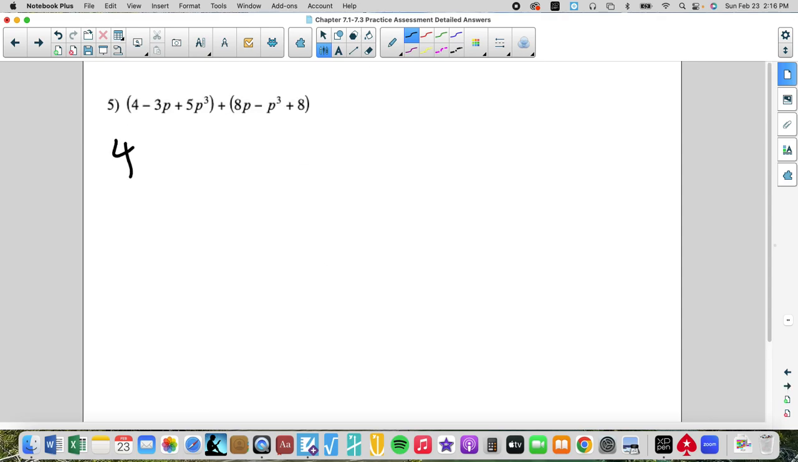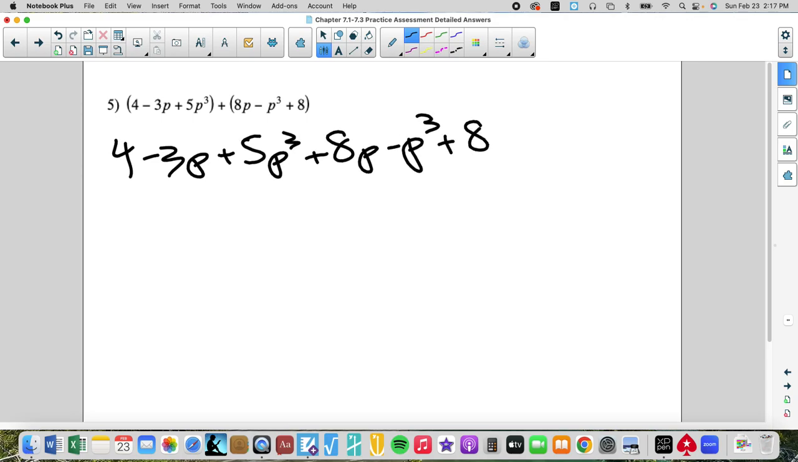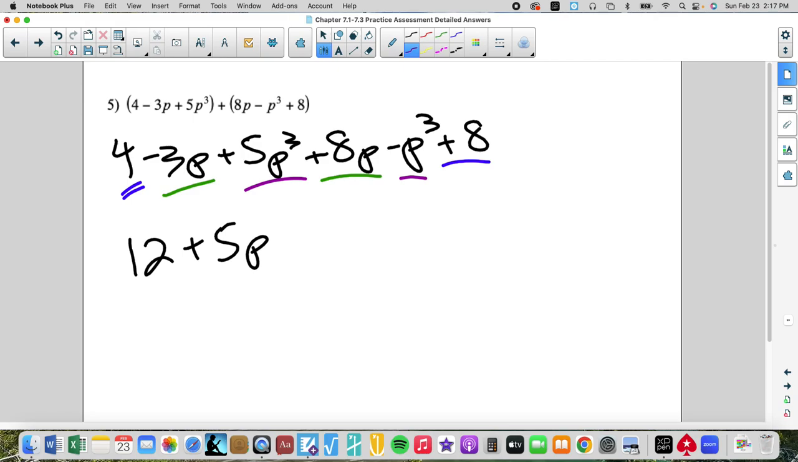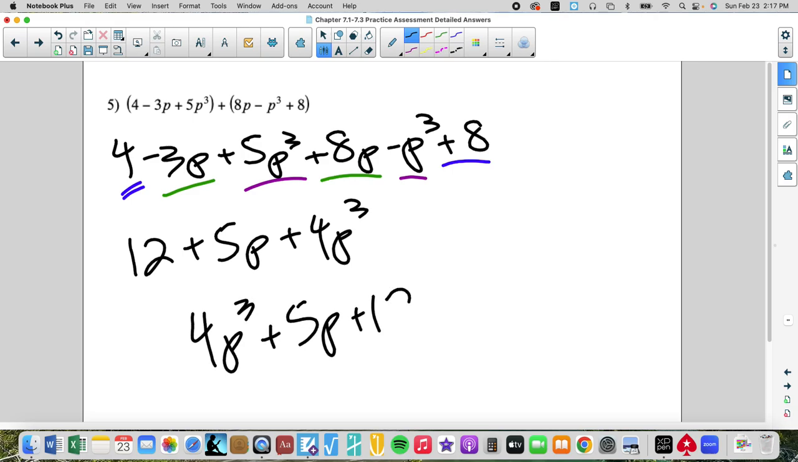Okay, this is addition, so we'll just rewrite these. Plus 8p minus p to the third plus 8. So does the constant have a partner? Yep. 4 and 8 makes 12. Does the p to the first? Yep. Negative 3p, positive 8p is plus 5p. And p to the third, p to the third. So 5 and negative 1 makes 4p to the third. Now we're going to write it in standard form, 4p to the third plus 5p plus 12.